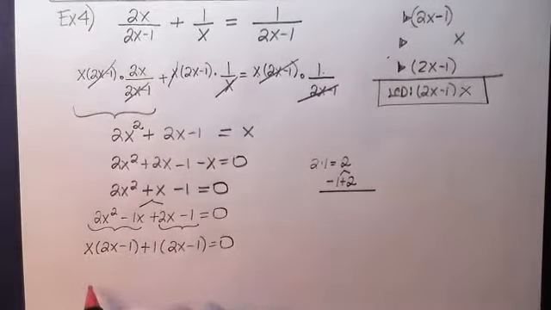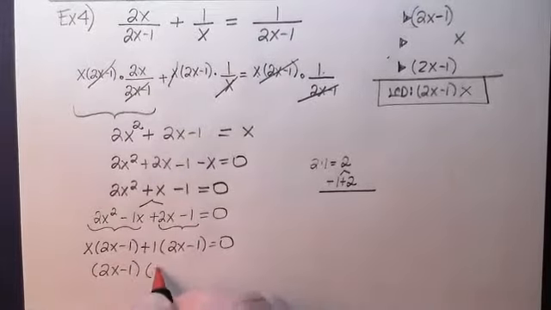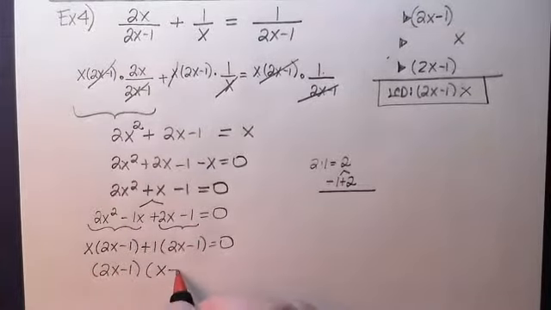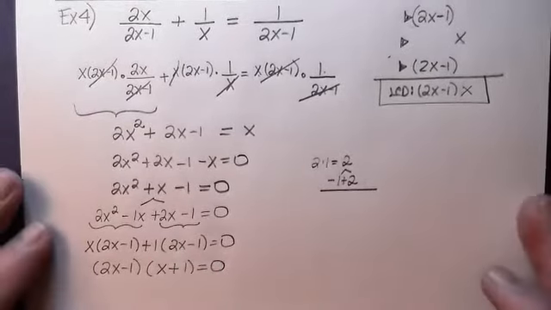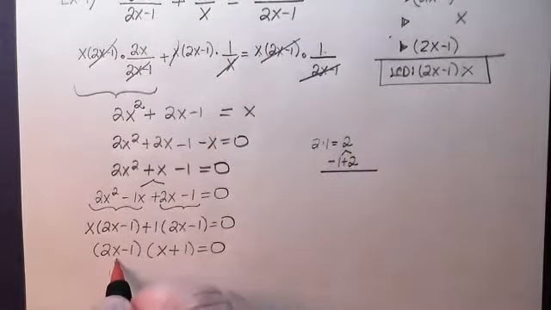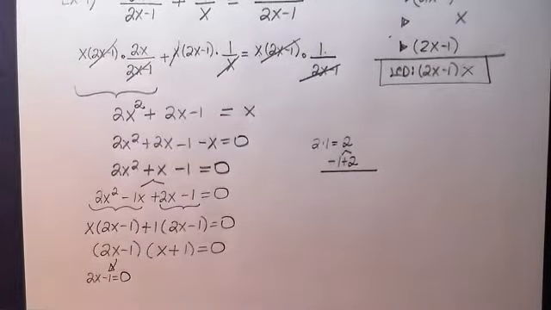And then, what do they have in common? They have in common 2x minus 1. And if I remove the 2x minus 1, I'm left with x plus 1 equals 0. So I have 2 possible answers. The first is 2x minus 1 equals 0. If I solve for x, move the 1 to the other side, 2x equals 1, divided by 2. In other words, x equals 1/2.